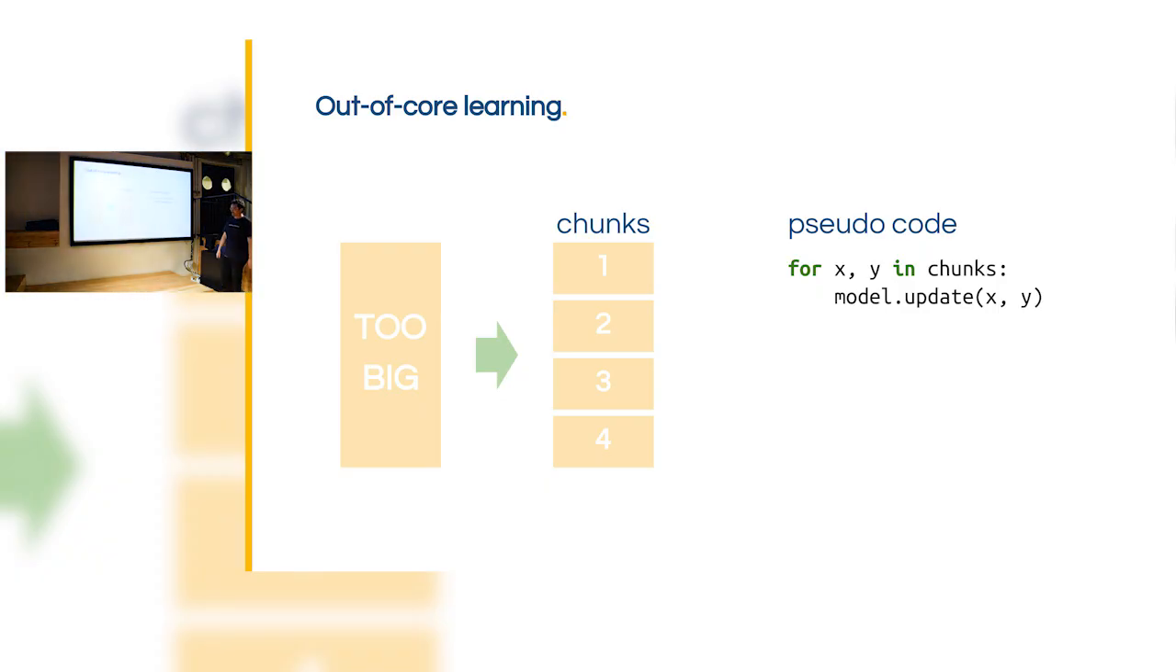Out-of-core learning. Okay, so like we just said, we have a data set that's way too big, right? It just doesn't fit in memory. It doesn't fit on one machine. So what you do is you split it up into smaller chunks, and you feed each chunk one by one. This is a little pseudocode, and there's not much to it, right? So this is the idea. You have some model, and you just update the state of that model.